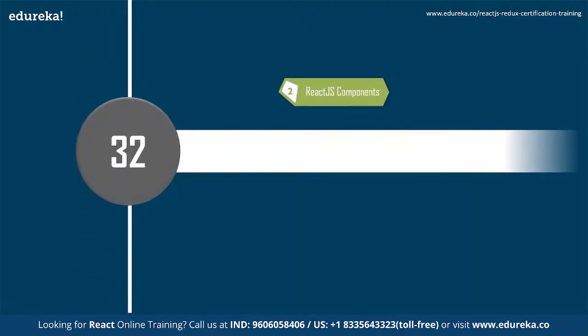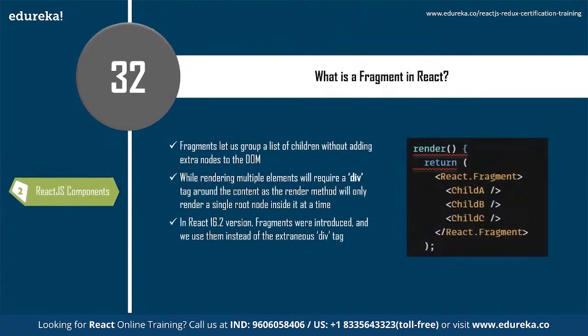Moving to the next question, what is a fragment in React? A common pattern in React is for a component to return multiple elements. But fragments let us group a list of children without adding extra nodes to the DOM. While rendering multiple elements will require a div tag around the content, as the render method will only render a single root node at a time. So in React 16.2, fragments were introduced and we use them instead of extra div tags.